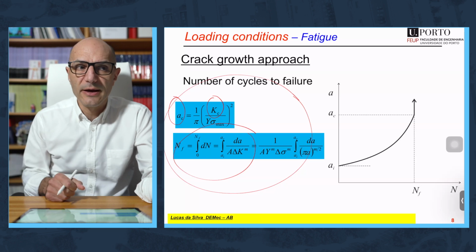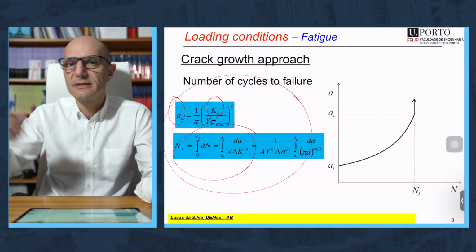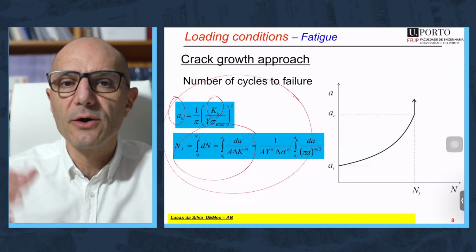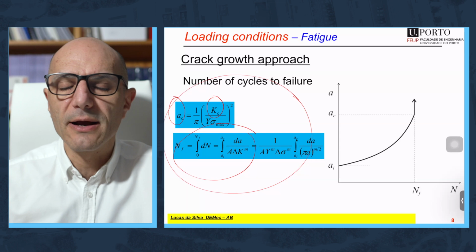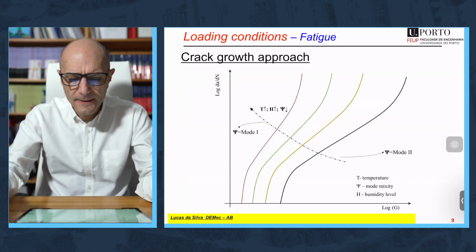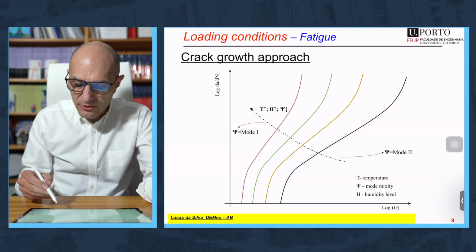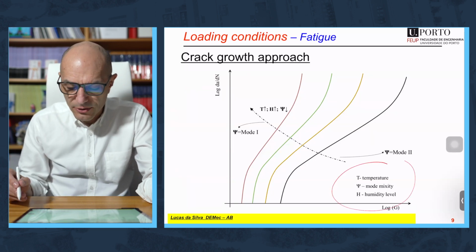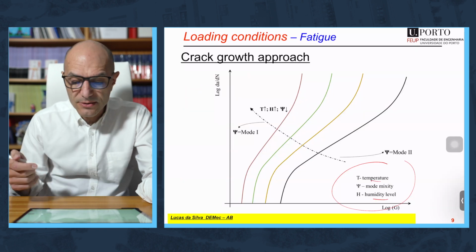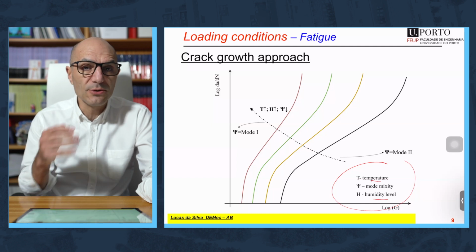In the case of aeronautical applications, you can determine how many flights the plane can withstand before the crack reaches the critical crack length for which there is unstable crack propagation. Again, the Paris law will vary as a function of temperature, mode mixity, and humidity level. Humidity and temperature will increase the crack growth rate, and the mode of loading is also very important.